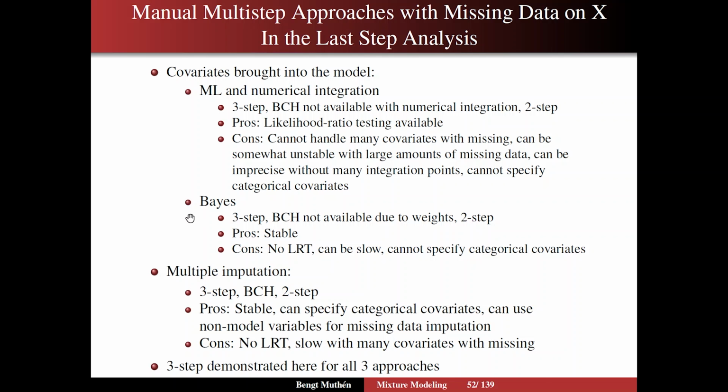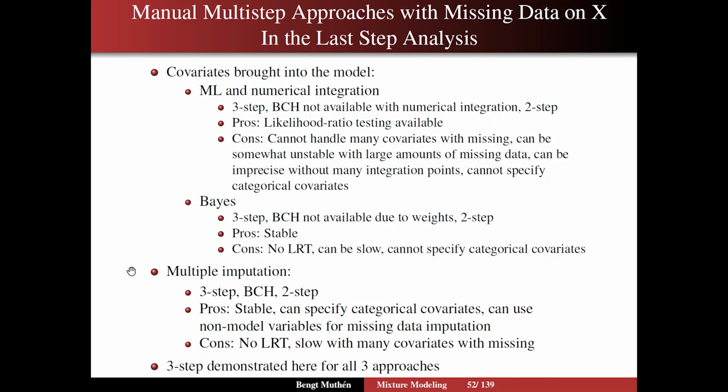The Bayes approach is also available for 3-step and 2-step, but not available for BCH, because Bayes and weights don't go together. The advantage is that this is a fairly stable analysis. It doesn't have the integration problems that ML has. And the negative aspect is that you don't get the likelihood ratio test, and computations can be slow, particularly with large samples. And that, again, you cannot specify categorical covariates. That's the same disadvantage as with ML.